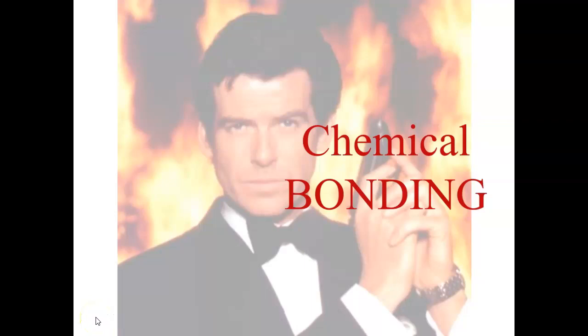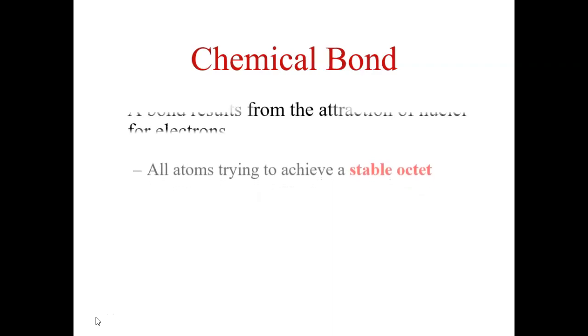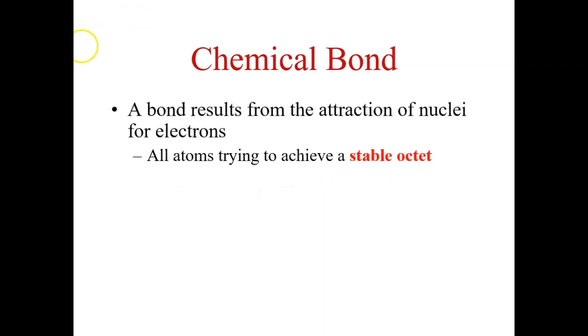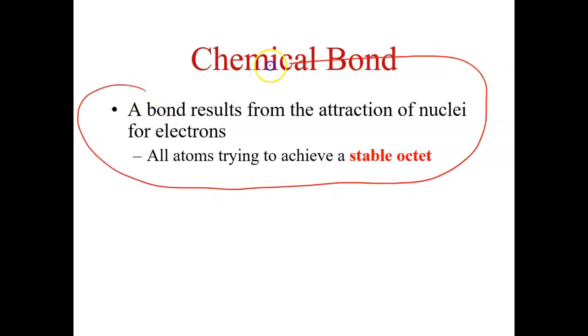Welcome to chemical bonding. Chemical bonds. A chemical bond is a result from attraction of the nuclei for electrons. All atoms are trying to achieve a stable octet. This is the key to bonding right here. The attractive force of the nucleus is stronger than the repulsion of two electrons trying to get together.